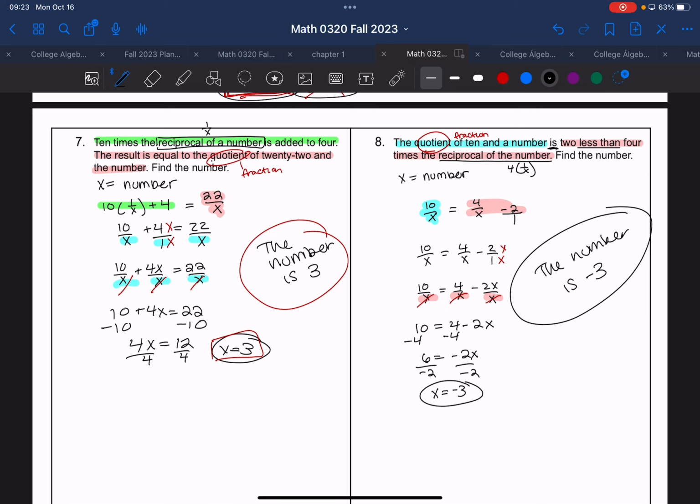Okay, so the important part here for these word problems is to remember that quotient means fraction. Reciprocal means we flip it. And if you ever see less than or more than, it goes to the back of the problem.